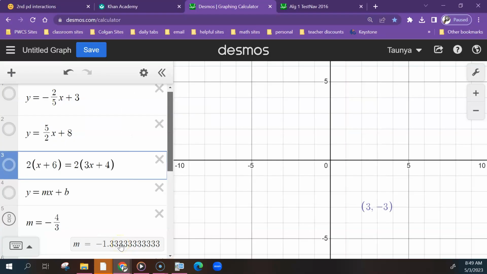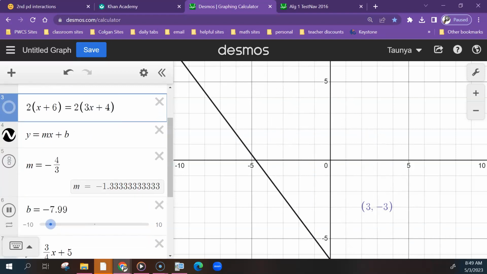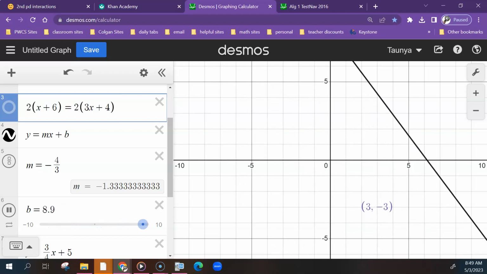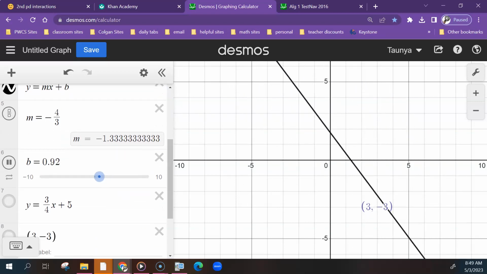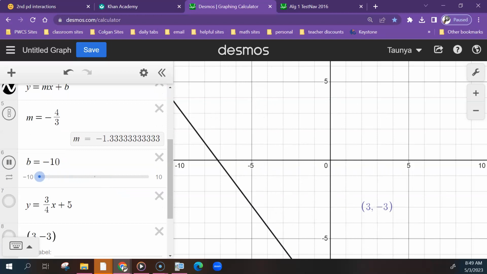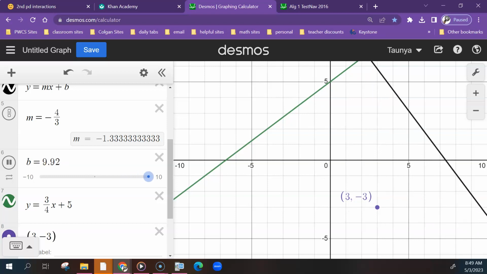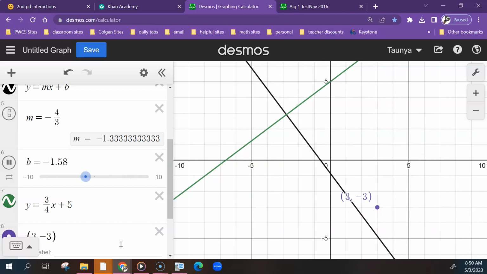So put in your y equals mx plus b. It'll put in m and b sliders. Choose all. It's moving because I pressed play on b. I put in the ordered pair and the line that was already given. So it has to be perpendicular to that and go through that point.